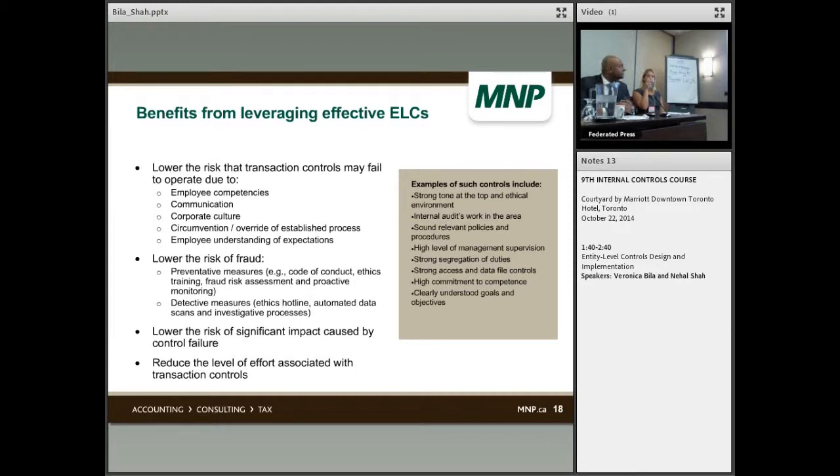And some of the reasons why transaction controls may fail include employee competencies. Employees may not be adequately trained for their role and therefore can have a failure in controls. There could be poor communication. An organization might have policies and procedures in place, but they may be poorly communicated across all areas. A poor corporate culture can have an impact in terms of not adequately penalizing instances of wrongdoing, thereby creating an environment where transaction controls could fail. There could be instances where internal controls are overridden by management.